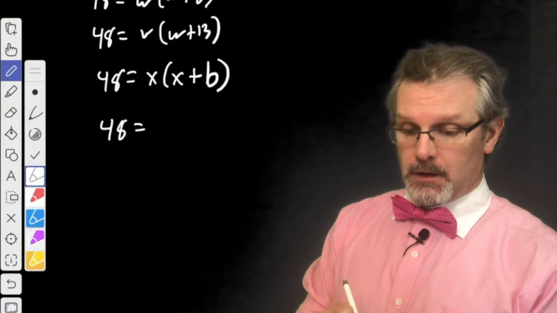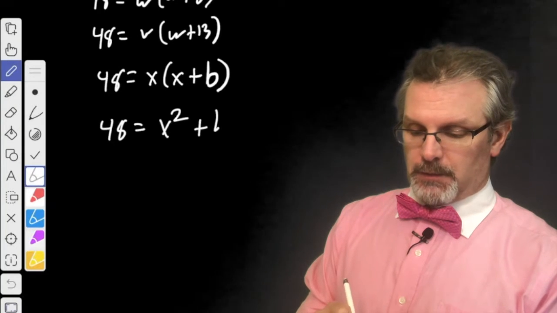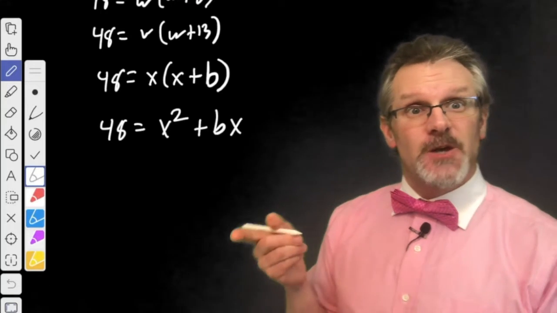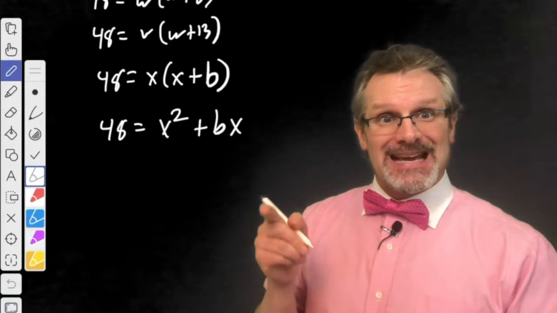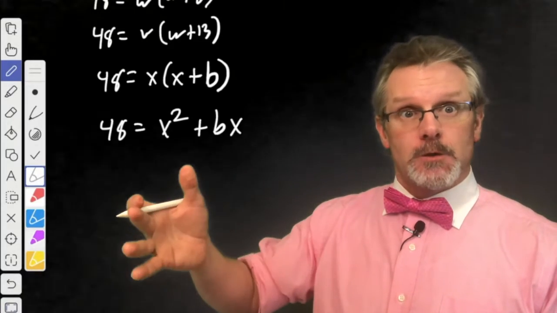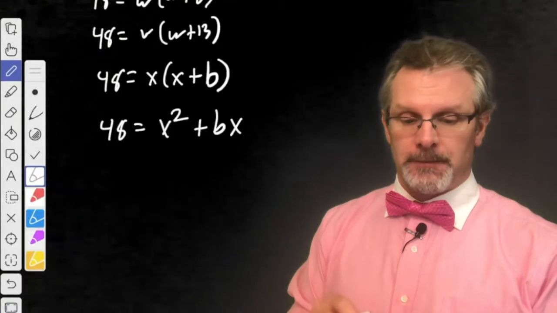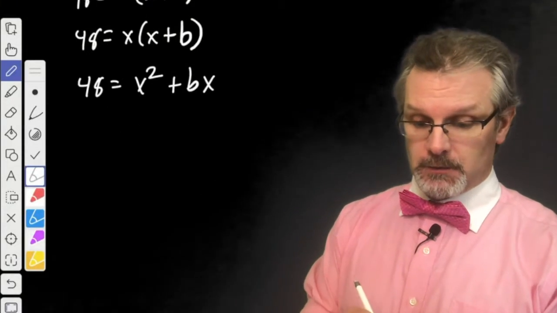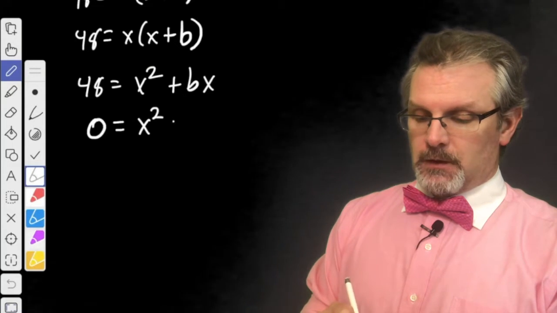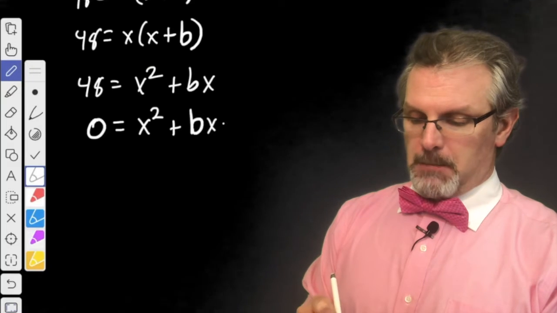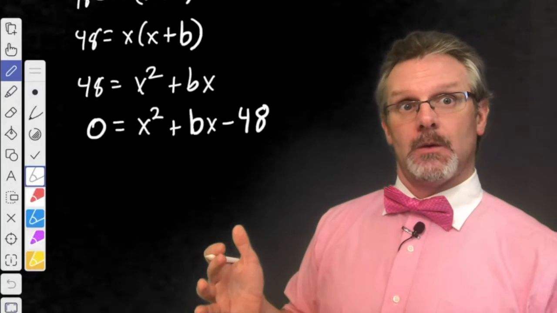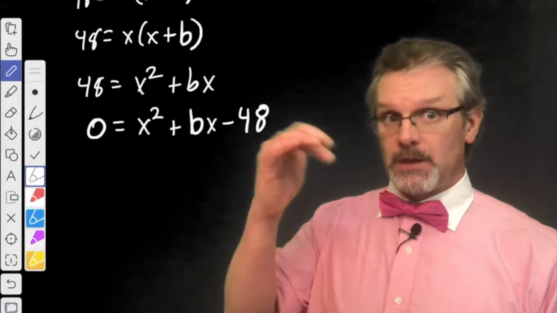48, our total area equals x squared plus bx. Oh, that b term of standard form, that's going to change, and that changes based on how much larger we want the length to be than the width. And to find the solutions of this one, set the expression equal to 0, so 0 equals x squared plus bx minus 48. And so we have a standalone expression that we can substitute anything in we want.